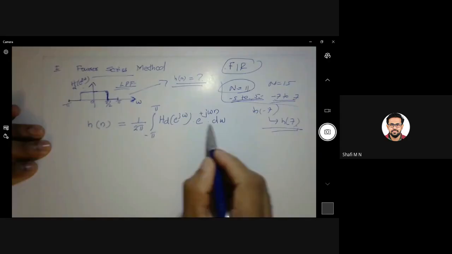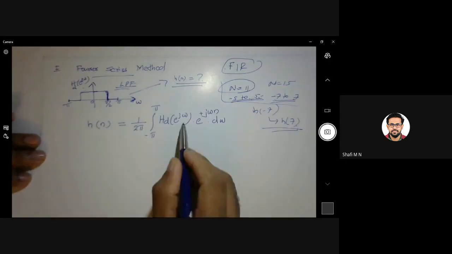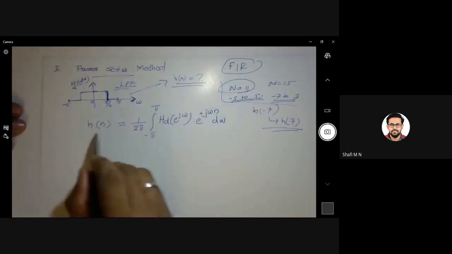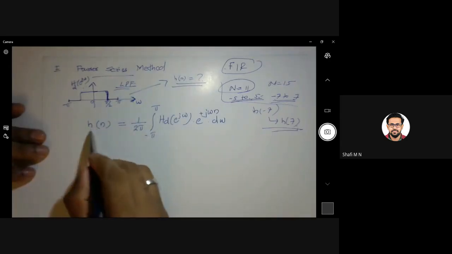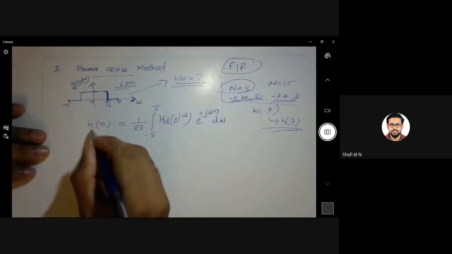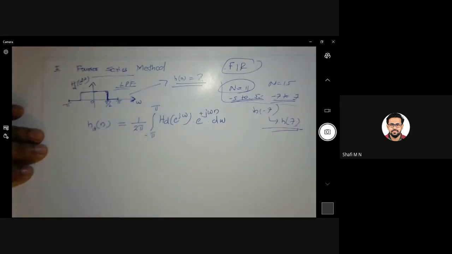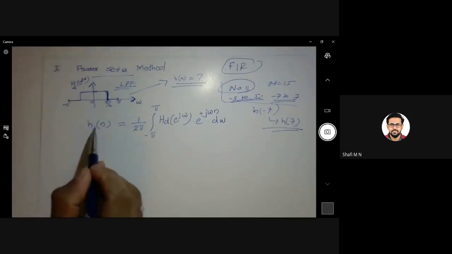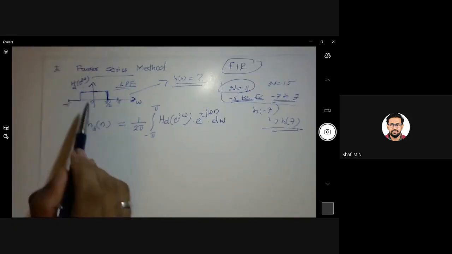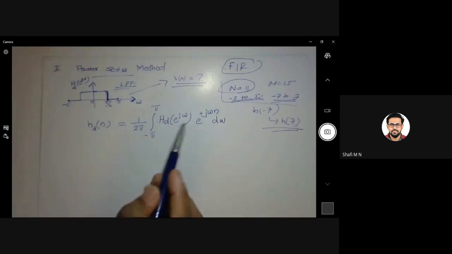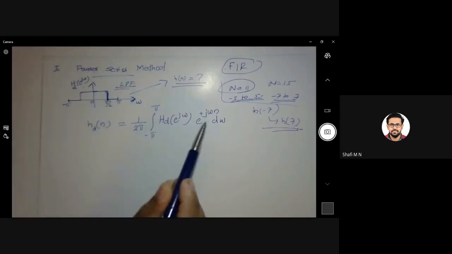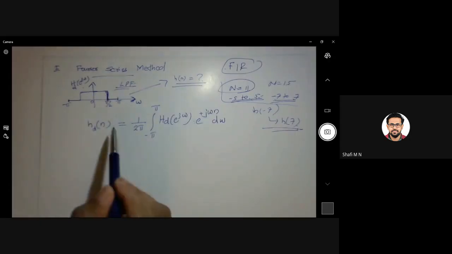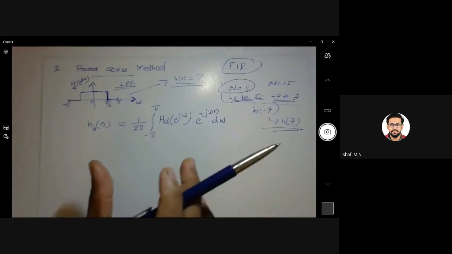So the important thing is you have to cut this short. This has an infinite number of terms, so this is not my answer. I am not ready to call it the final h of n. I am calling it HD of n, because this is the time domain corresponding to the desired frequency domain. If you are able to store these infinite terms, you will get exactly the ideal filter. But I am not able to store that, so I have to cut it short.